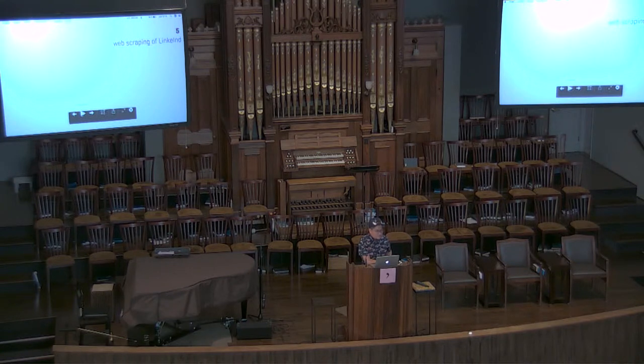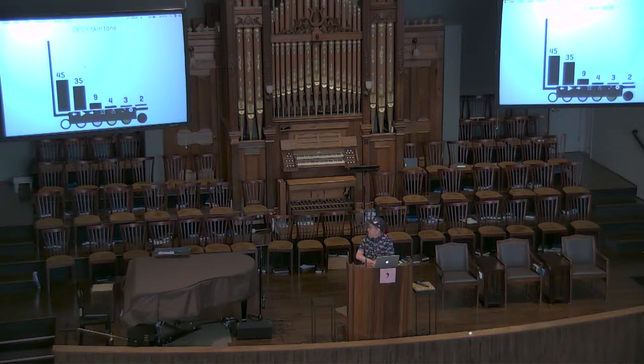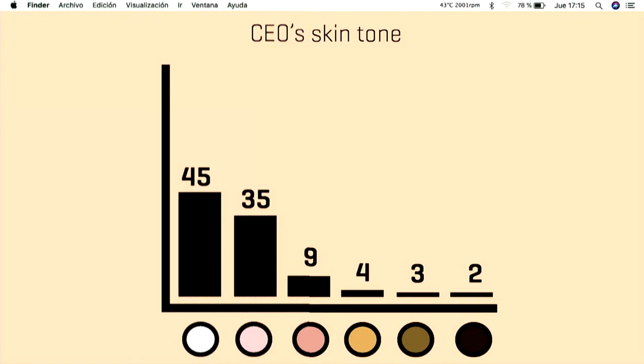The next step is to define who is more successful in Mexico. For that, I did web scraping of LinkedIn, searching all the people that present themselves as CEOs in Mexico. Below you can find the six first skin tones based on the PERLA skin color palette, and the first three of them, 45 plus 35 plus 9, is 80-something percent. So 80-something percent of all the CEOs in Mexico have white skin tone, and less than 10% of the CEOs in Mexico have brown, darker skin.